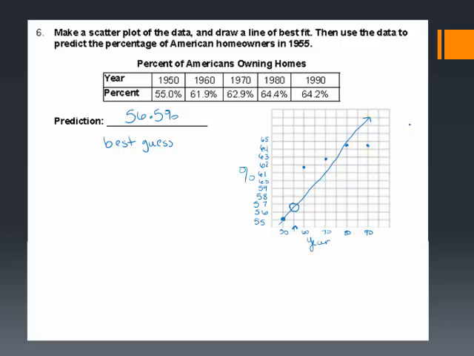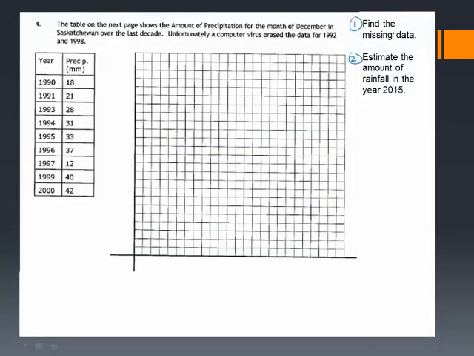Now, in our previous example, we were estimating data inside our data points. And we'll be doing that again when we find the missing data. However, on the second part where we estimate the rainfall in 2015, that is outside of the data points, so that's going to take a little bit more work.